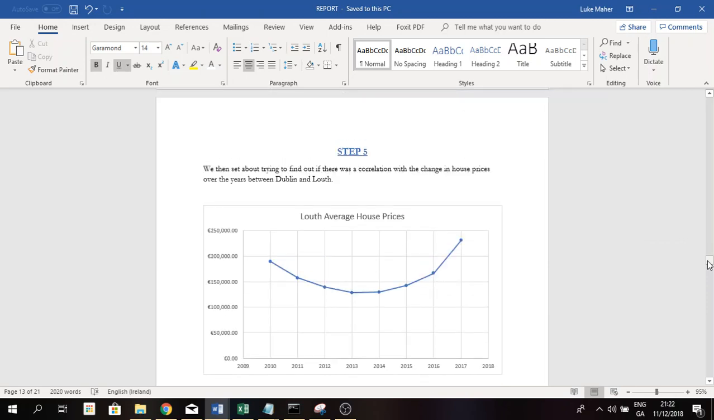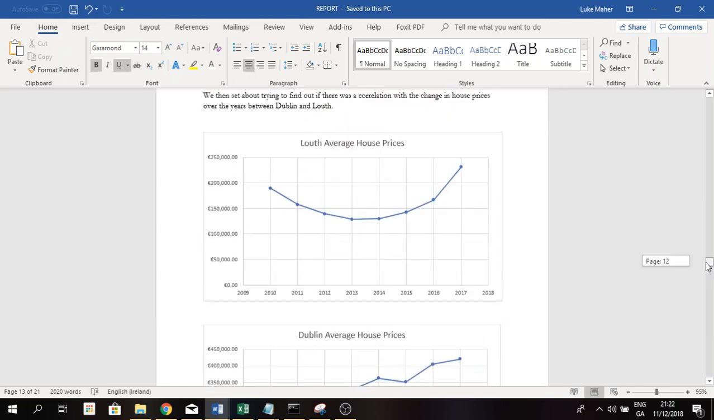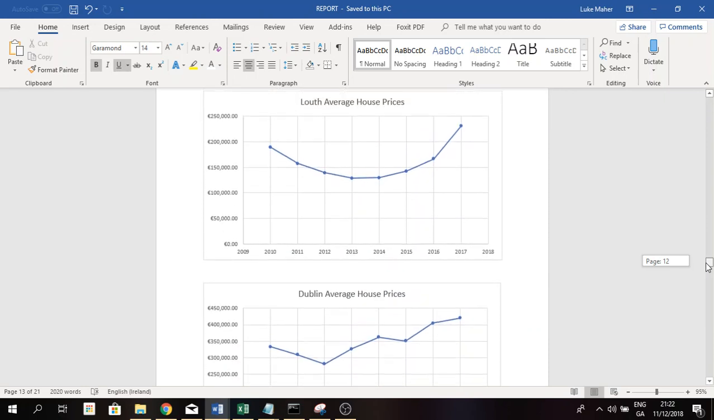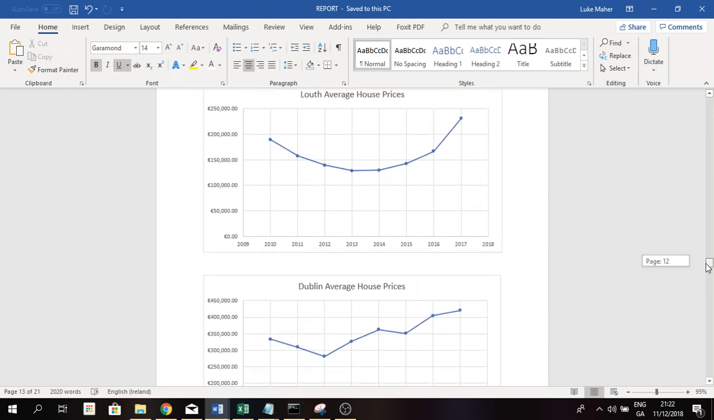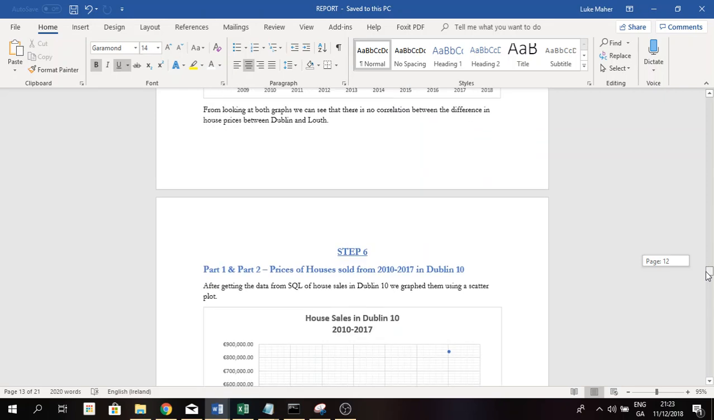Step 5 was to see if there's any correlation between the pricing changes in Dublin and Louth, and you can see from the 2 line graphs generated here that there isn't. There's no correlation between those 2.